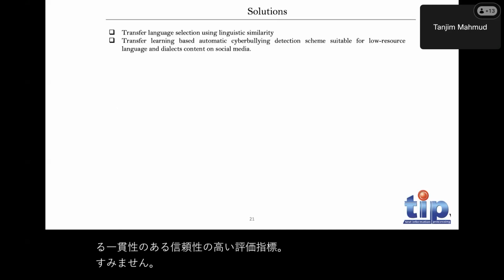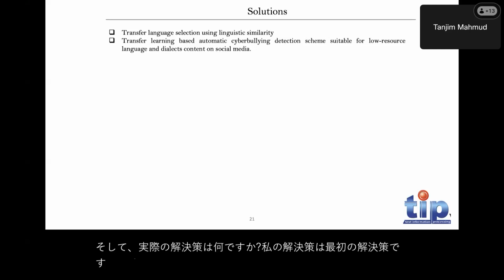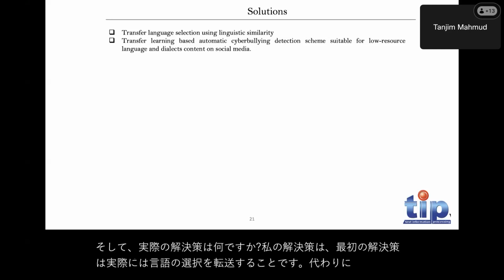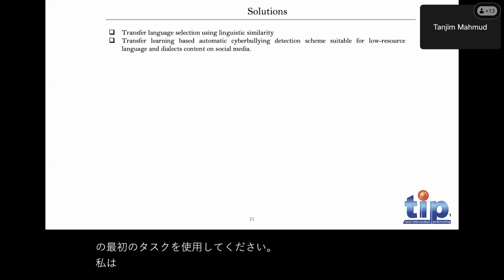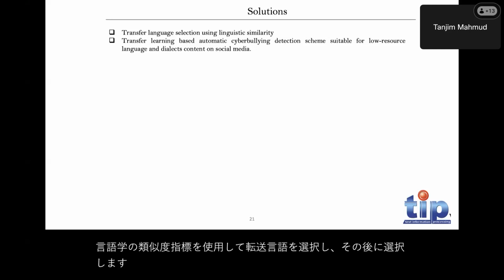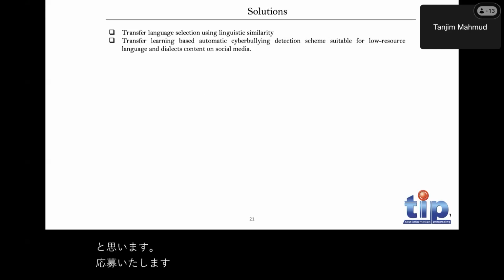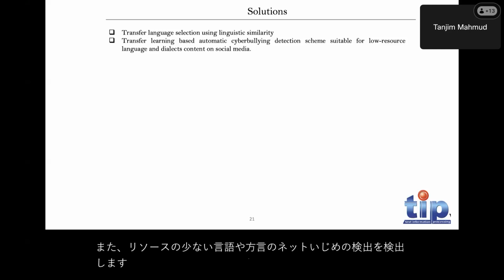And what is the actual solution? My first solution is transfer language selection using linguistic similarity. First, I would like to select the transfer language using a linguistic similarity metric, and after that I will apply transfer learning to detect cyberbullying for low resource languages and dialect content on social media.